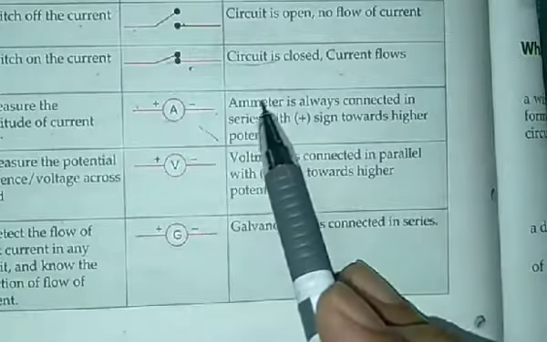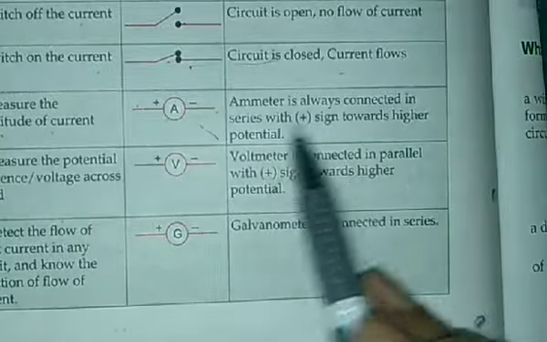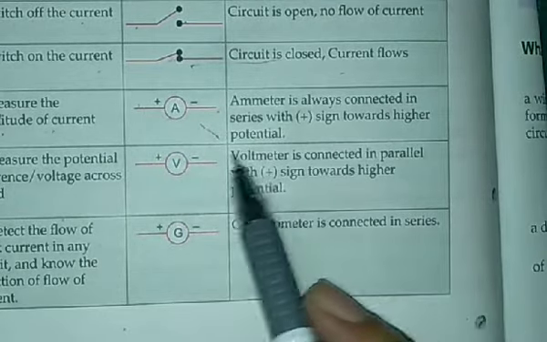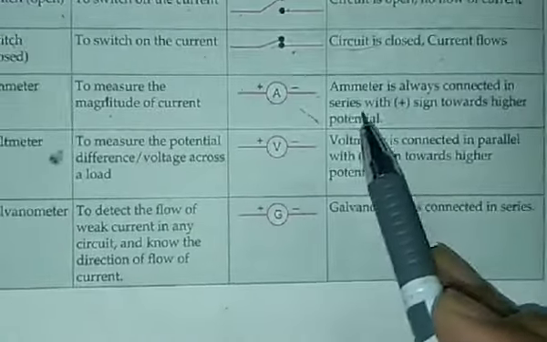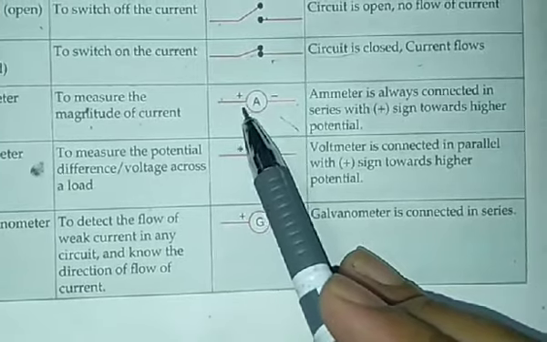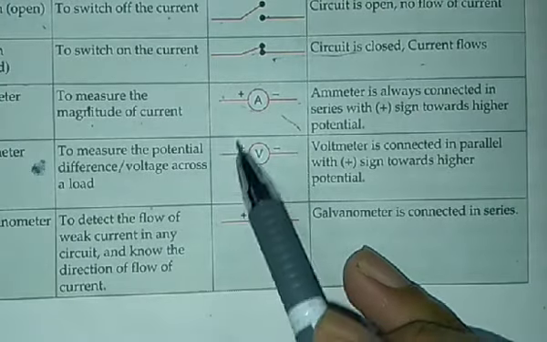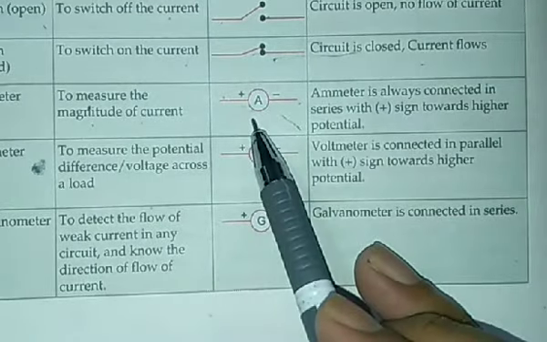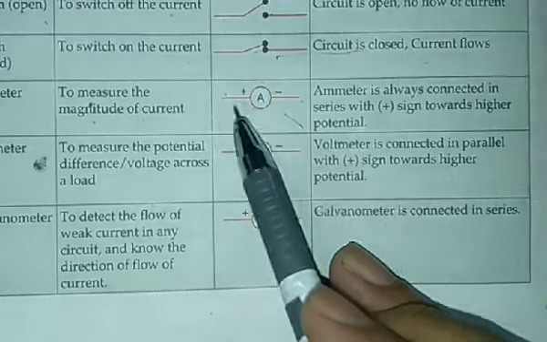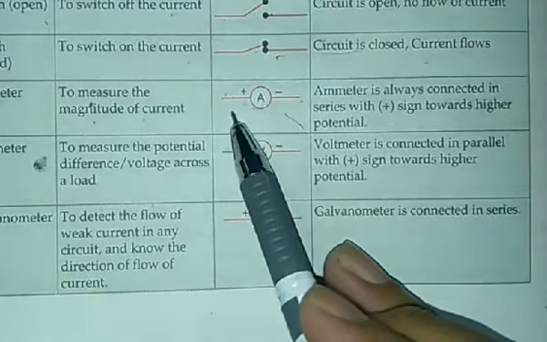Let's focus on the important points about the ammeter. The ammeter is always connected in series with the plus sign toward the higher potential. Okay, students. This plus sign is always connected toward the battery's higher potential, that is, the positive terminal. So this is the symbol for the ammeter.